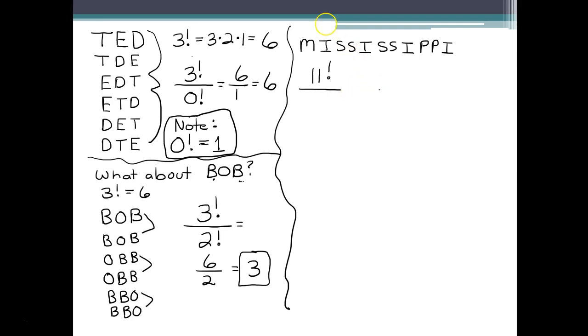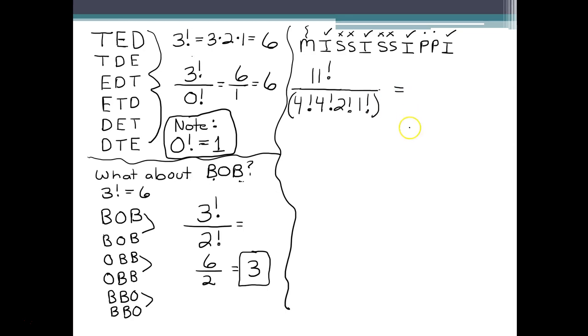So let's see what letters repeat. You have I that repeats. It appears 4 times, so you put a 4 factorial here. I think it might help when you're putting this in the calculator to think about putting the denominator in parentheses. It'll help you with order of operations. You have S that appears 1, 2, 3, 4 times, so that's another 4 factorial. You have P that appears 2 times, so that's a 2 factorial. Now M only appears 1 time. That's like a 1 factorial. 1 factorial is just 1.